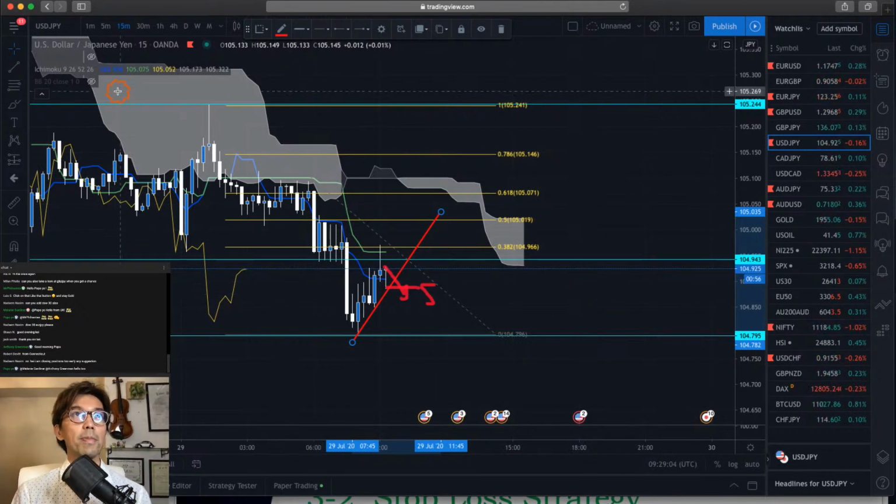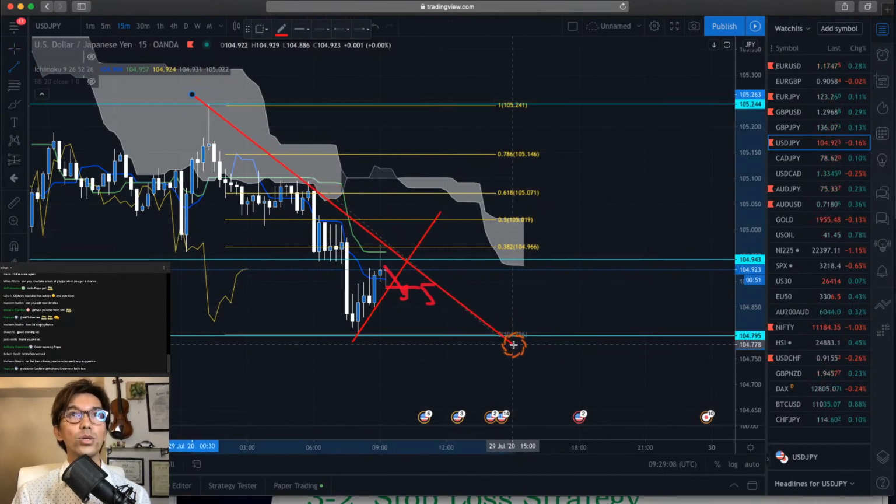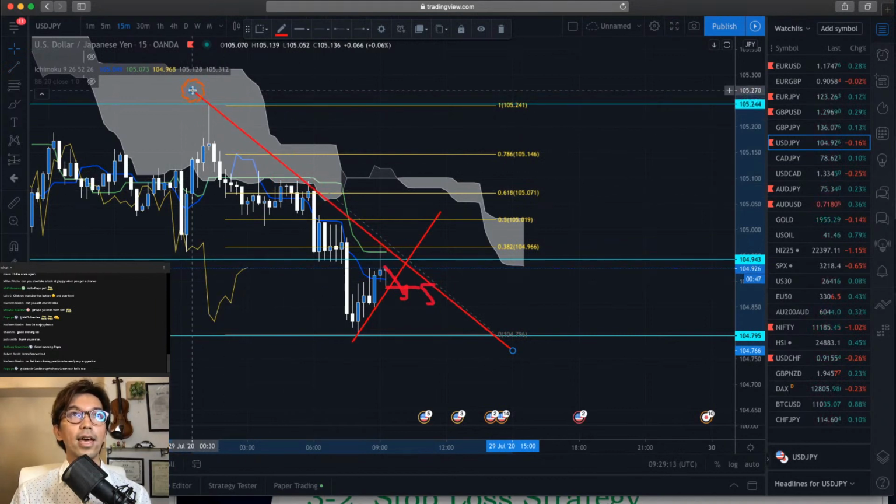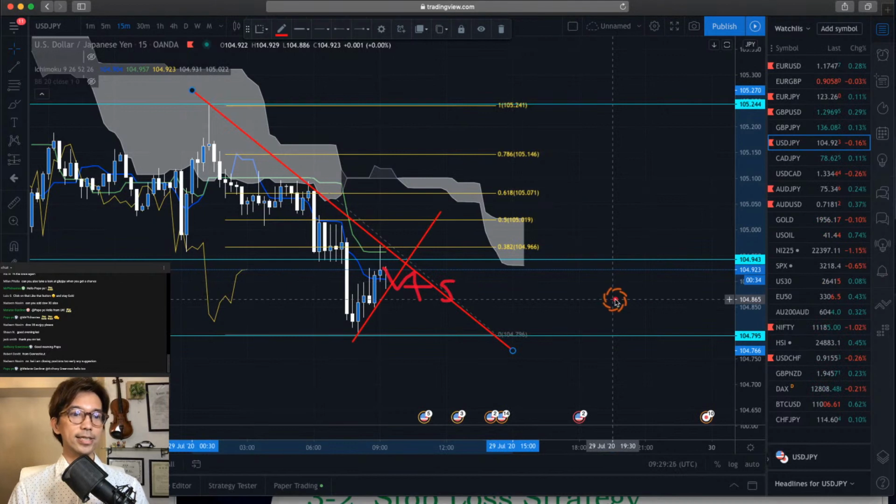Alright, and also we can draw another trend line, a descending trend line, like doing this way. You can draw the line like this, and you see another resistance in this area. If the price is resisted in this area again, then that will be another great confirmation to take a sell.